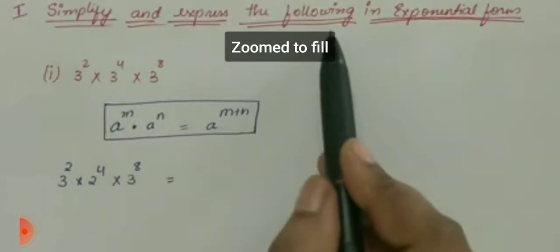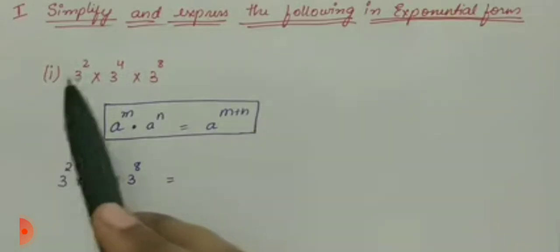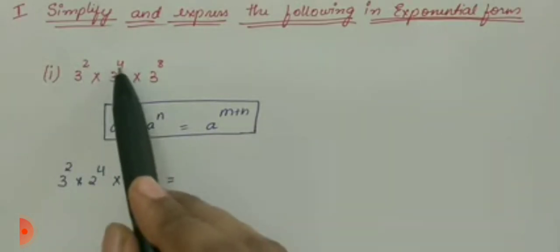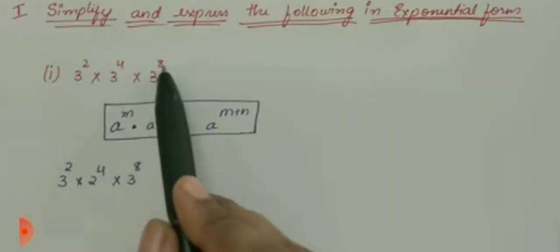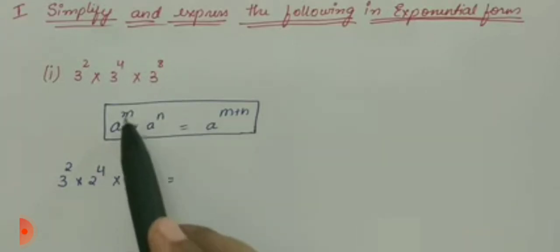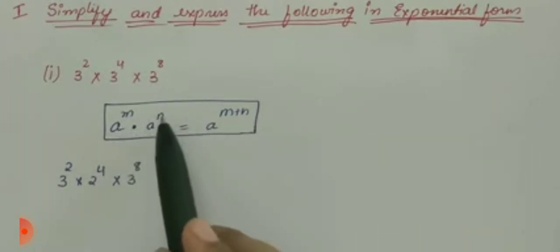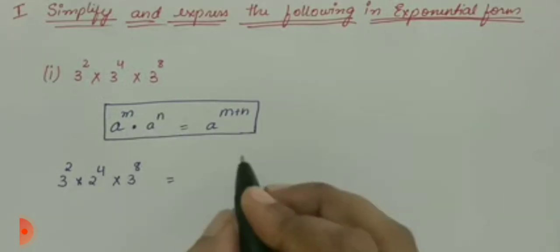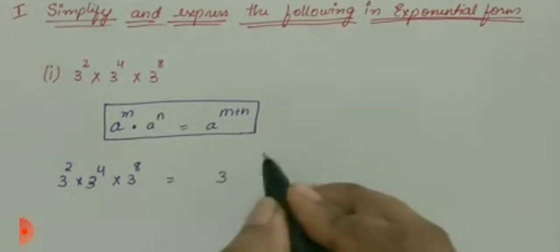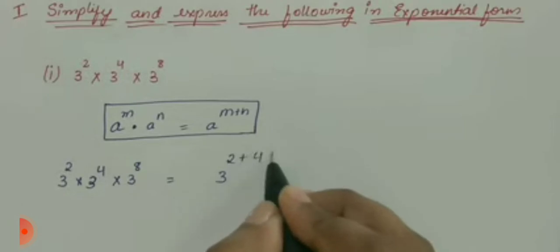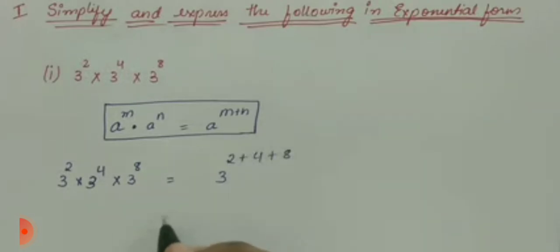Simplify and express the following in exponential form. First one, 3 square into 3 to the power 4 into 3 to the power of 8. Using product rule, a to the power of m into a to the power of n equal to a to the power of m plus n. So it is equal to 3 to the power of 2 plus 4 plus 8, which is equal to 3 to the power 14.